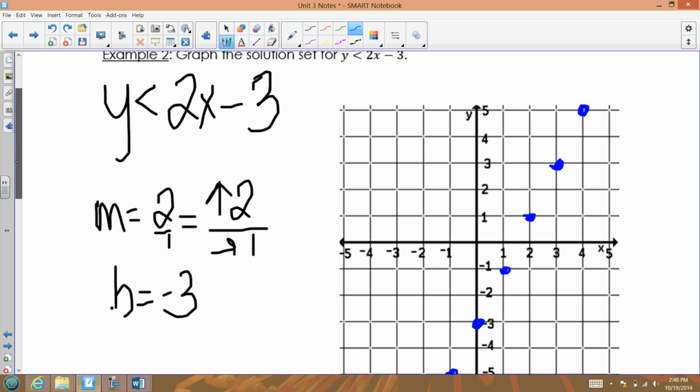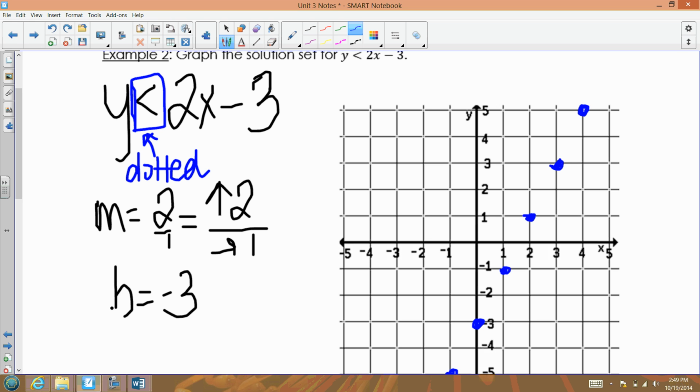Now, before I connect my line, check the sign. The sign is a strictly less than sign, not equal to. So this means you're going to use a dotted line, because if you plug in any point on this line, it will not work in this equation.